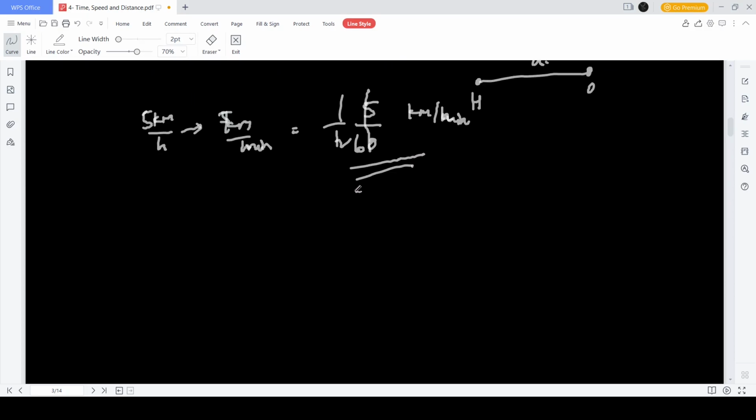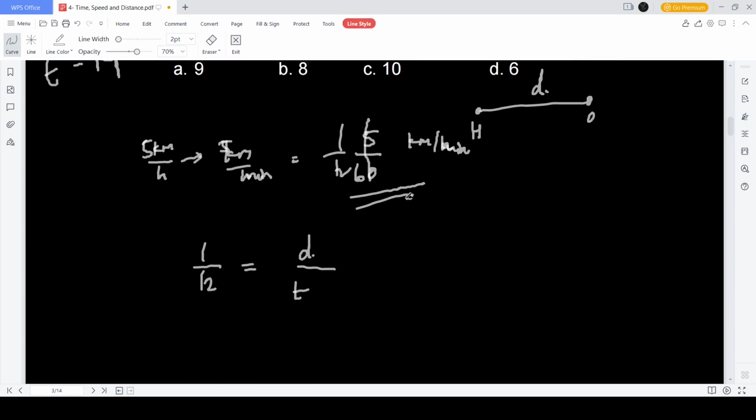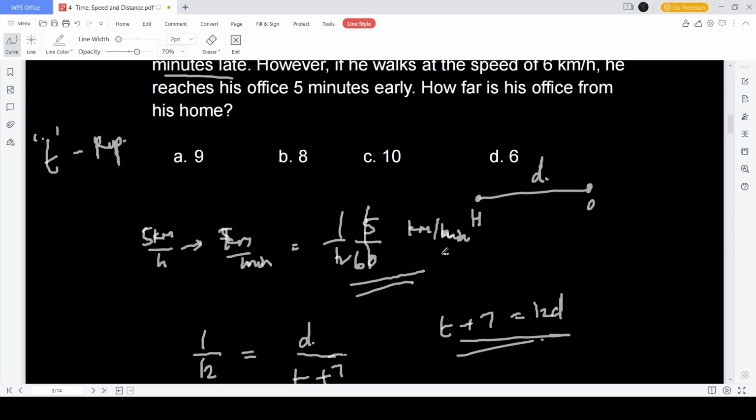So if he walks at a speed of 1 by 12 kilometer per minute, that is equal to distance d divided by the time. His reporting time is t, but he reaches the office 7 minutes late. If he reaches 7 minutes late, that becomes t plus 7, the time he reaches at. So we get that t plus 7 is equal to 12 into d. This is your first equation.